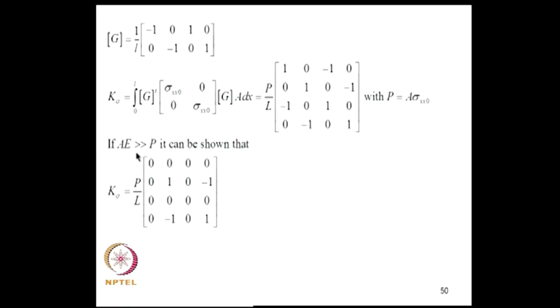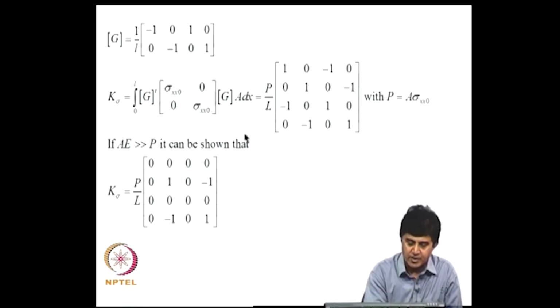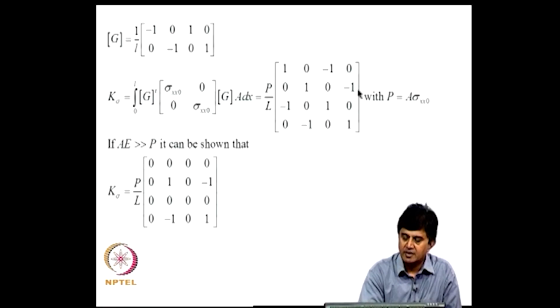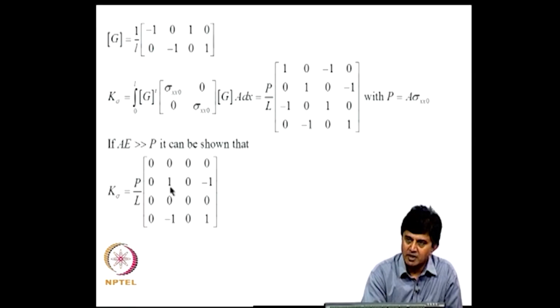Now, if AE is taken to be much greater than P, we can show that this matrix reduces to this. So, if you see some textbooks, this k sigma for an axially deforming bar sometimes will be given in this form, sometimes in this form. Both are valid if you accept this assumption. Otherwise, this is a more general form which we can use.